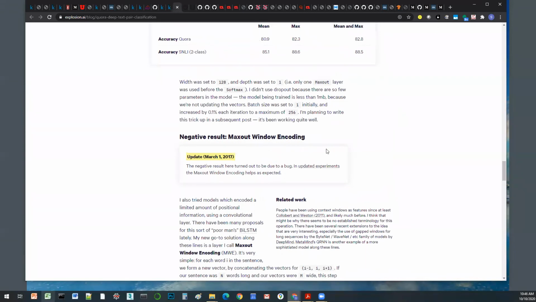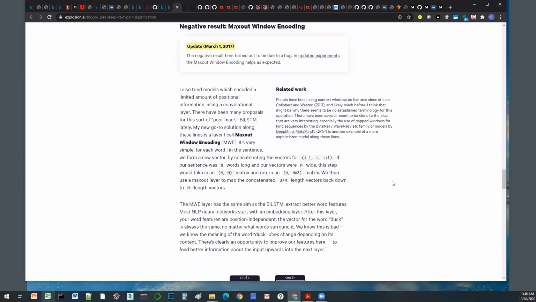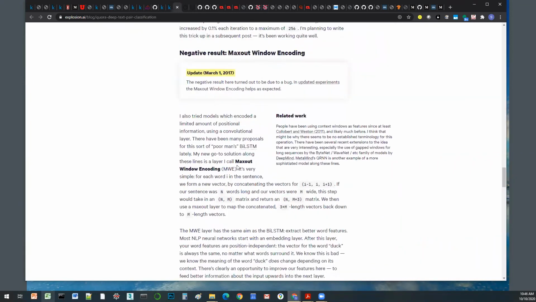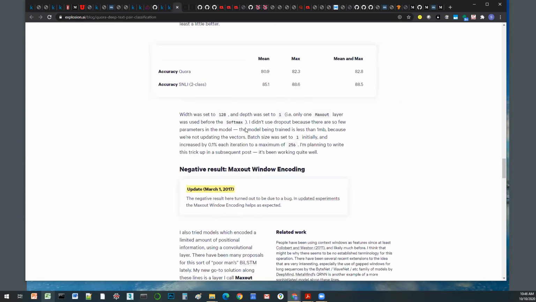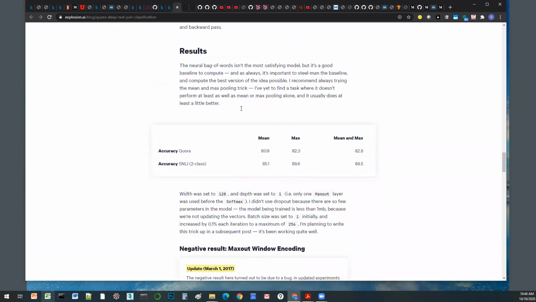And then for sentence 2, you concatenate all of them and then you pass them through a simple neural network with a max out layer. I didn't know what a max out layer was, but apparently it just picks out the maximum value from what you send it as an input. And then he applies a softmax to that to get the result. And impressively, he gets fairly good accuracy from even as simple a model as this.